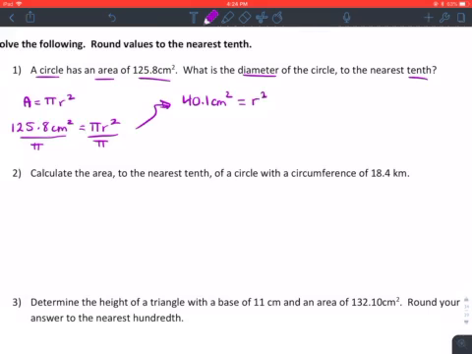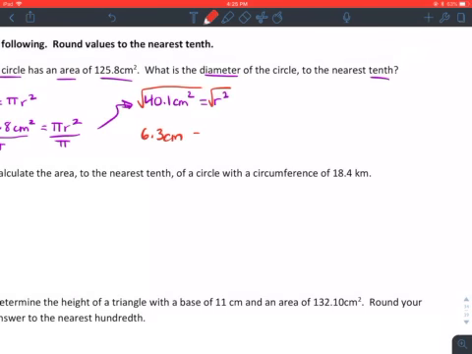Now, many of you out there will want to now divide by 2 because you see a 2 and an r. However, this is r squared, so the opposite of r squared is going to be the square root function. Okay, it's the one that looks like a little check mark on your calculator. So when you take the square root of 40.1, we are going to get 6.3. I need my units, 6.3 centimeters is what my radius is.